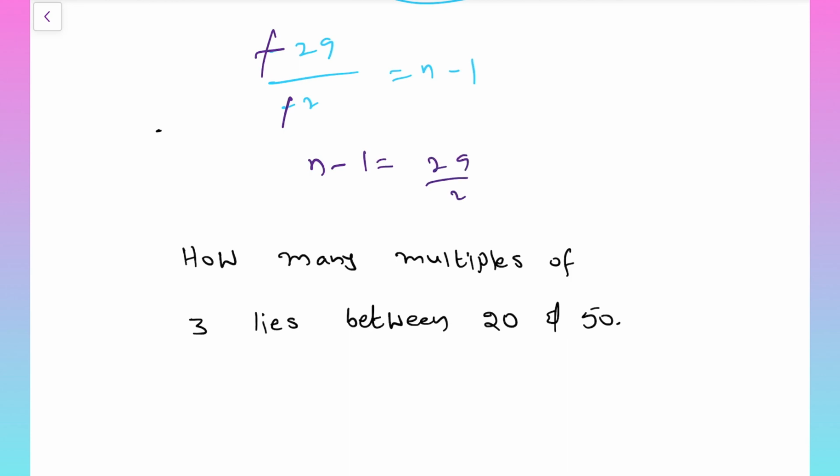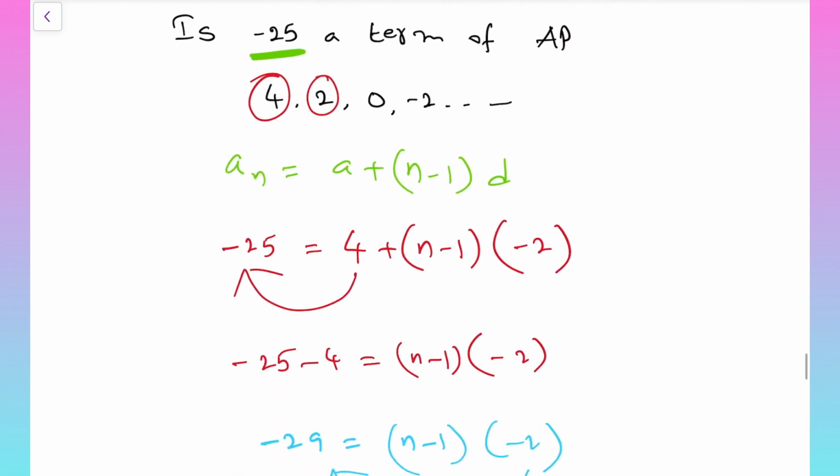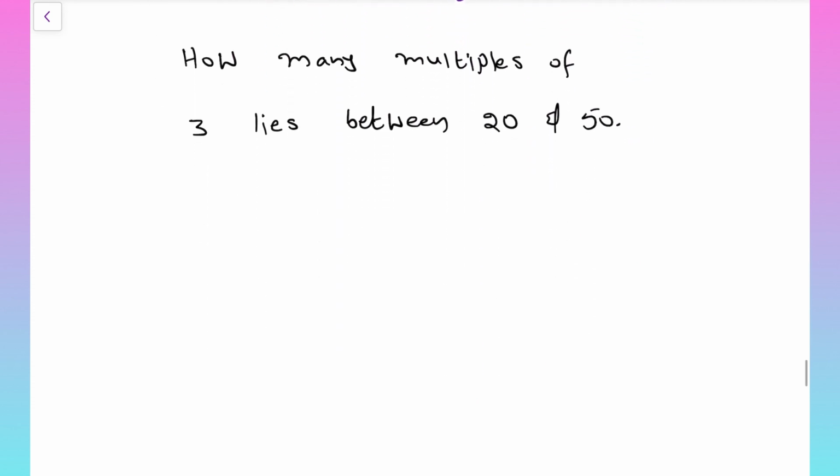Now here also, 29 by 2 will become a decimal, not a natural number. So the n value does not belong to the natural numbers. Then this minus 25 is not a term of the given arithmetic progression.